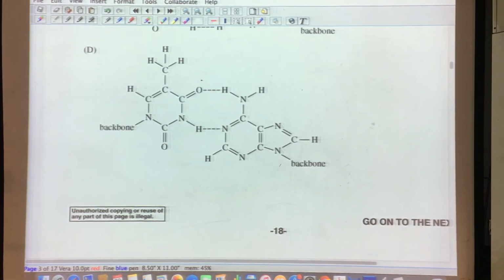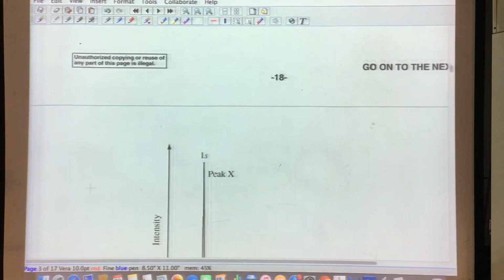And you can see that this N, which has a little bit positive because of that proton dangling, is hooked up to an N. And this also bonded to the N. So this is the H bonding that's correct. Okay, so duh, D is the answer. All right, easy question in my opinion.